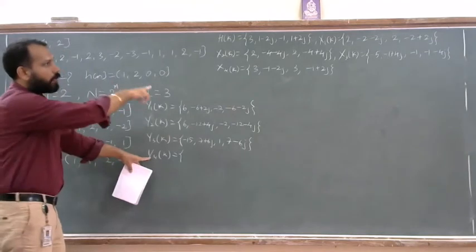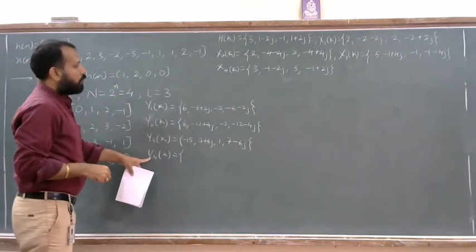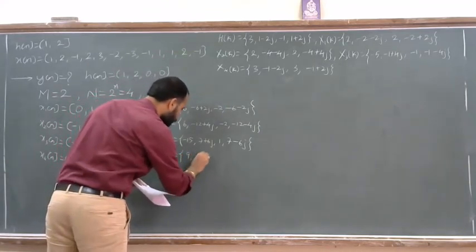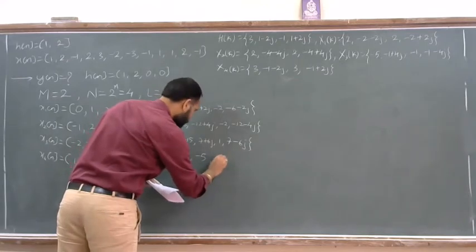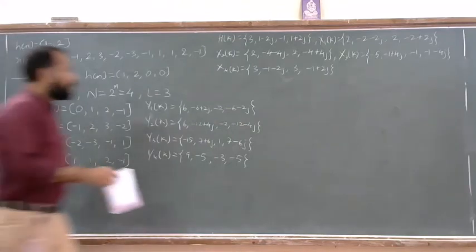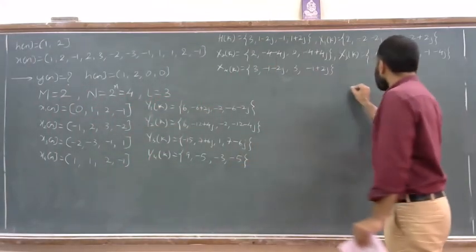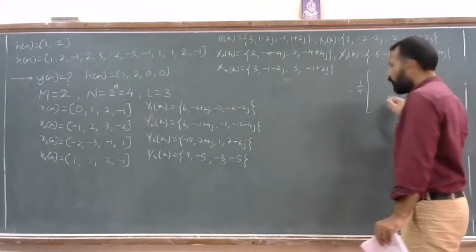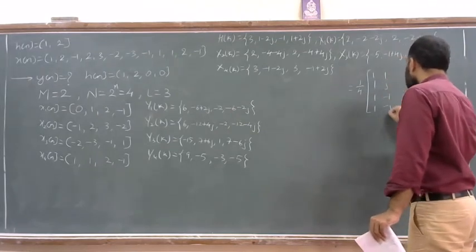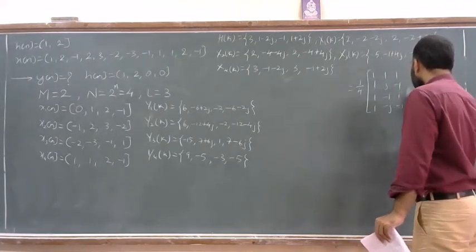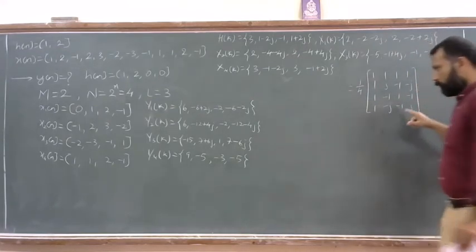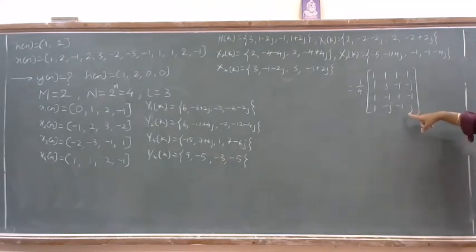And lastly, multiplying x4 with h of k gives 9, minus 5, minus 3, minus 1. This will be the 4-point DFT. Now on these 4-point product DFTs, you apply the 4-point IDFT. Write the conjugate matrix: 1 1 1 1, 1 j minus 1 minus j, 1 minus 1 1 minus 1, 1 minus j minus 1 j. This is the 4 cross 4 conjugate matrix.